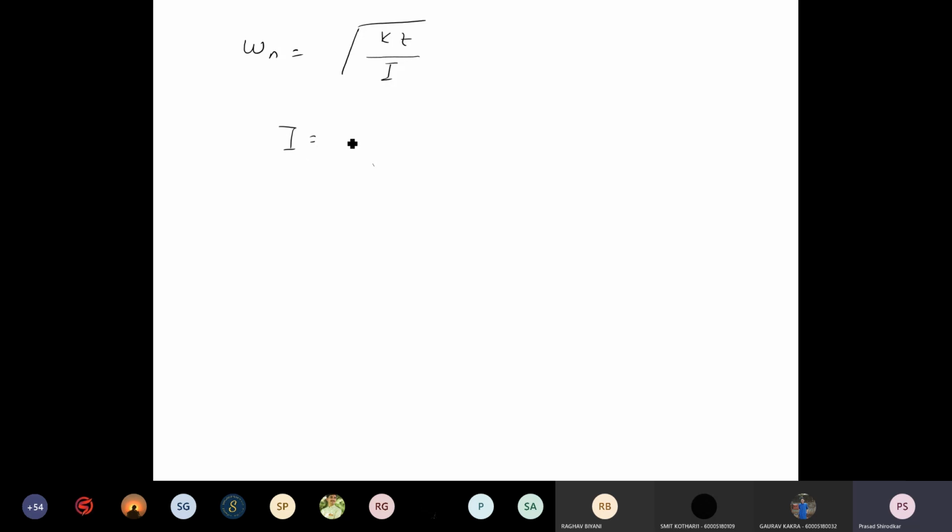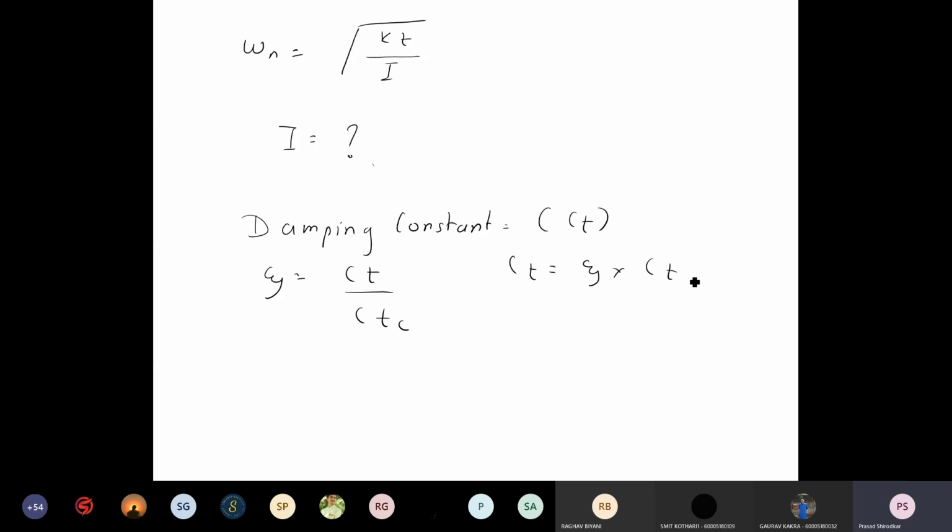And find out the value of I. Okay. Now similarly, the damping constant, that is equal to the torsional damping constant Ct will be zeta, that is equal to C torsional divided by C torsional critical. Cross multiply, Ct will be zeta into C torsional critical. Substitute the values in this equation and answer the next quiz question.